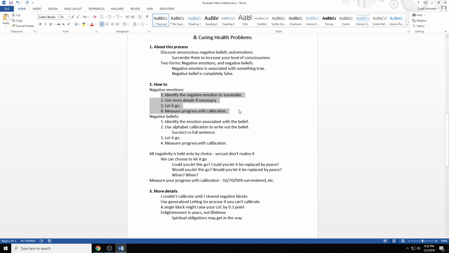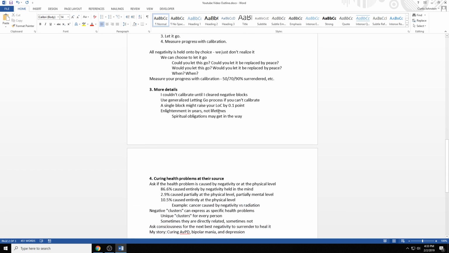When you're surrendering a negative emotion using this process, you're surrendering one instance of where you felt that negative emotion subconsciously, and it was stored in your subconscious mind. Now you're bringing it out to surrender it. But if you want to get to enlightenment, you have to surrender all the instances of negative emotions and beliefs.